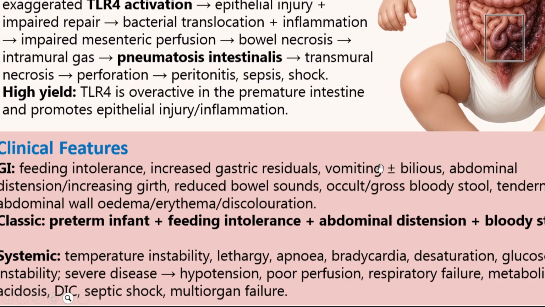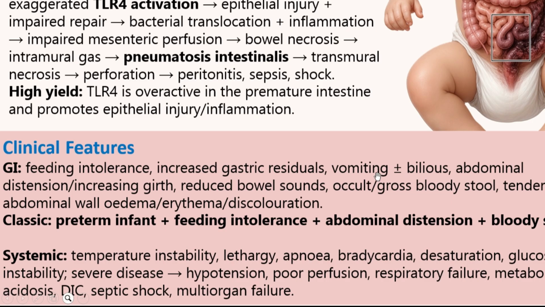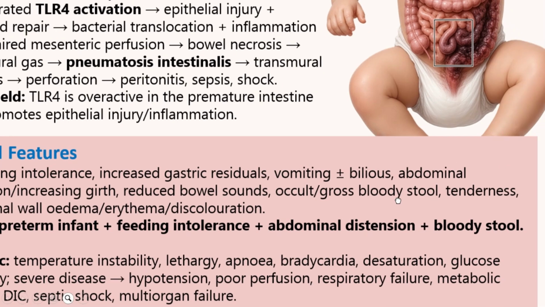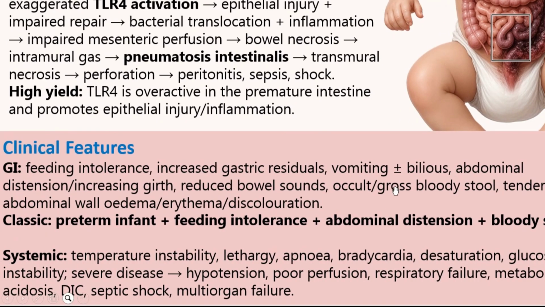They're going to develop vomiting, which can be bilious or not bilious, depending. They can develop abdominal distension and an increasing girth or the thickness. When you measure from top to bottom, the girth of the stomach is going to be increasing. They're going to have reduced bowel sounds because the necrosed areas are not allowing the movement. Then we are going to have occult or gross bloody stool. So you can see actually blood in there still, and this can be very, very scary for mothers. Then they can develop tenderness of the abdominal wall, erythema, as well as discoloration.